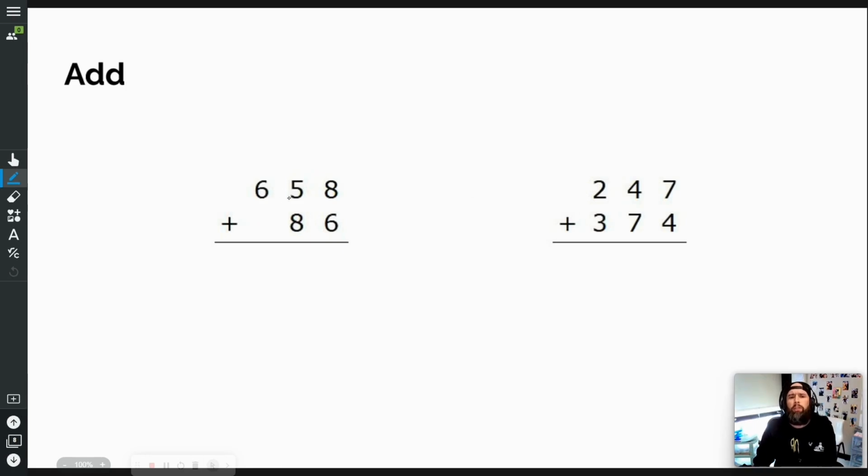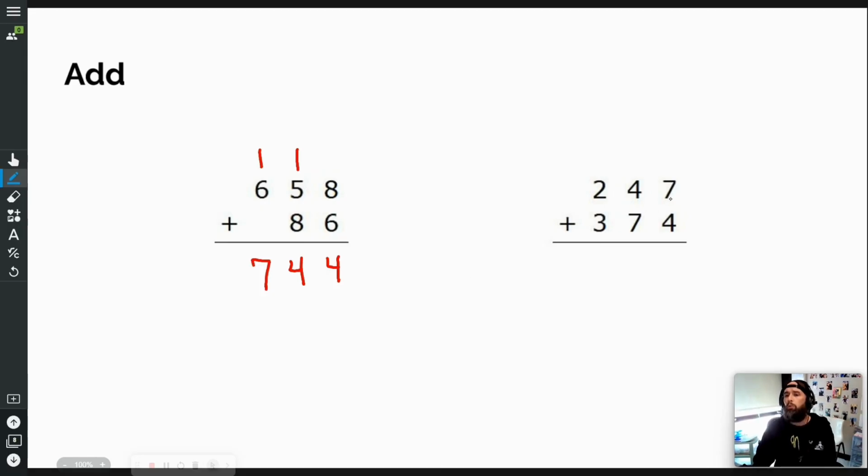Add 658 plus 86. All right, start all the way to the right. 8 plus 6 is 14. So write out your 4, carry the 1. Now you're going to add these three. 1 plus 5 is 6. 6 plus 8 is 14. So you write out your 4, you carry the 1. 1 plus 6 is 7. 7 plus nothing is still 7. And 658 plus 86 is 744.